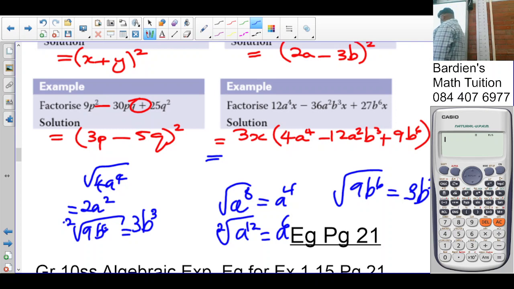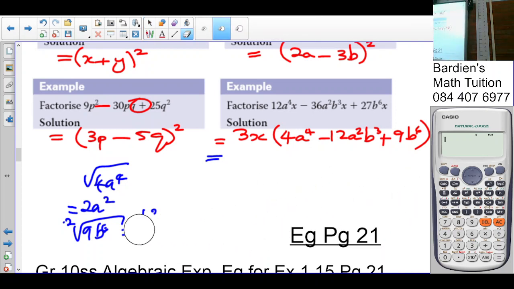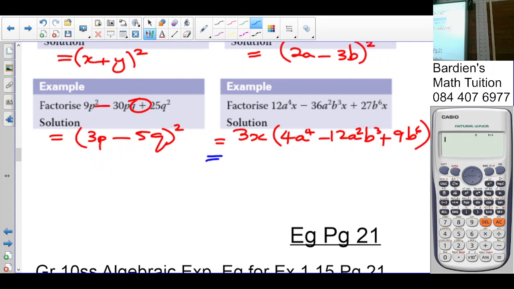Understand? So what we do is test whether it is a perfect square trinomial: the square root of the first term, which is 2a squared, times the square root of the last term, which is 3b cubed, and we multiply it by 2. So 2a squared times 3b cubed is what? 3 times 2 is 6. So it's 6a squared b cubed. Why can't we add these exponents? Because the bases are not the same. If the bases are the same, we can add the exponents. You understand? So 2 times 3 is 6.